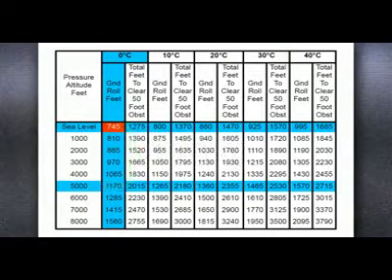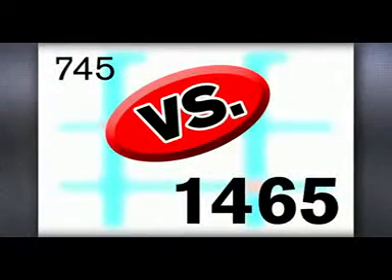Now, imagine a hot summer day with a pressure altitude of 5,000 feet and a temperature of 30 degrees Celsius. The takeoff distance in that situation would be increased to 1,465 feet. That's nearly double the distance compared to what it would have been at sea level and 0 degrees.